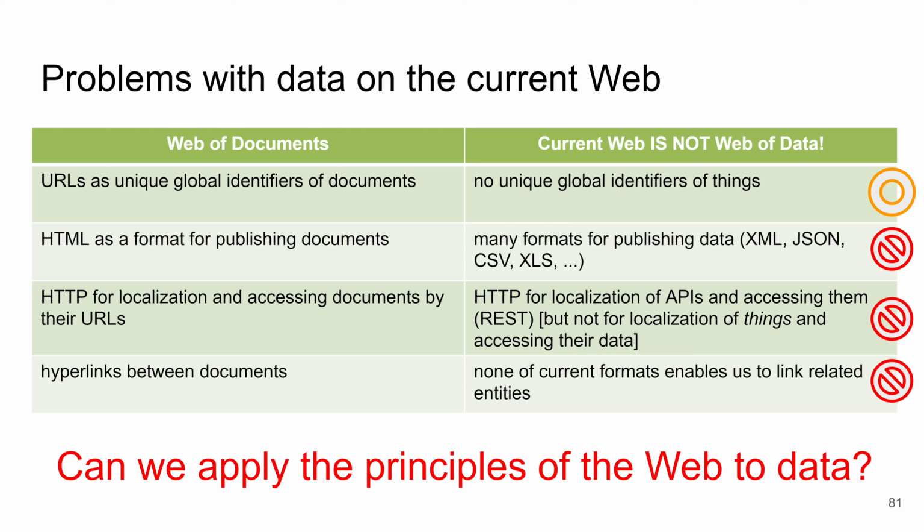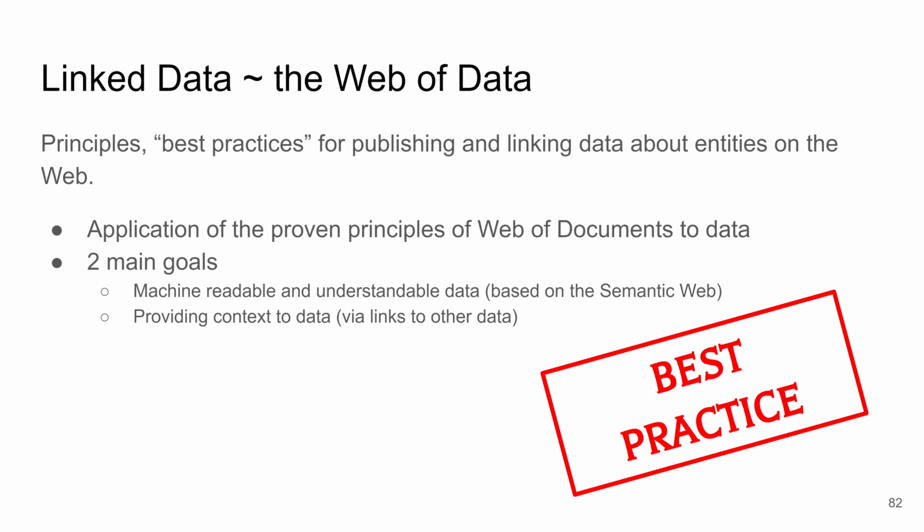So, since the current state of the data on the web does not follow the web principles, it has many problems, as illustrated here. And now the question is, can we apply the principles of the web to data so that we can enjoy the benefits of the web and not just with human readable documents, but with actual data? And this is where linked data comes in, because linked data is a set of best practices for publishing and linking data about entities on the web.